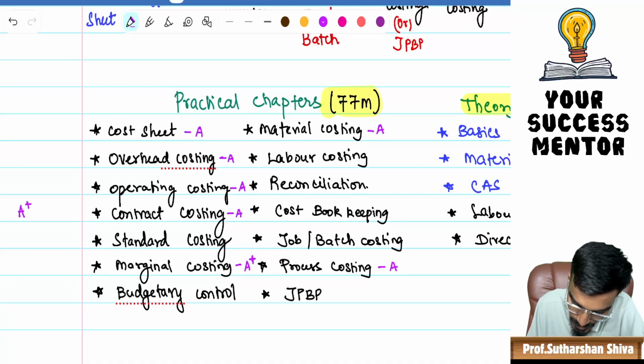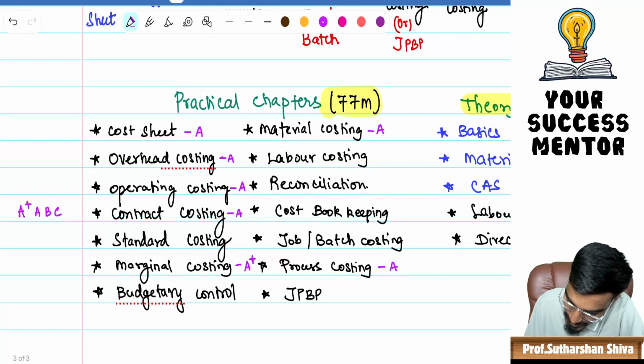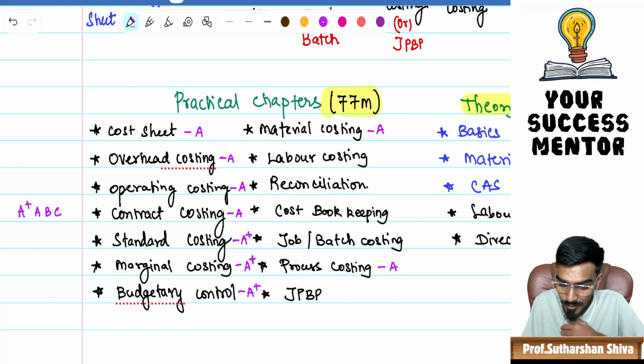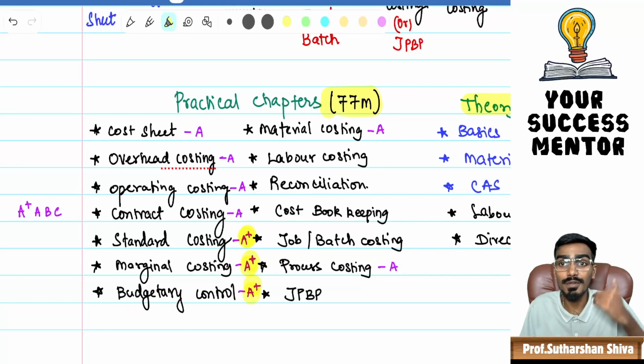A plus, A, B, C. Marginal costing. Standard costing, where is standard costing here? Again A plus. Budgetary control is A plus. For me, these three things are more important than anything. Even from the cost sheet, which is more important for me? Standard costing, marginal costing, budgetary control.